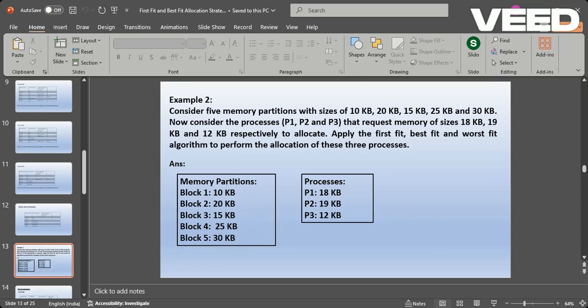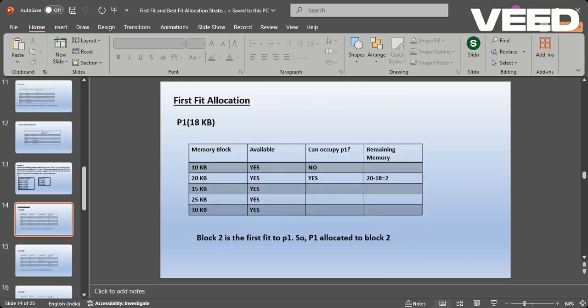Here we need to allocate the processes P1, P2, P3 inside the five memory partitions, whichever is suitable. So we want to apply the first fit, best fit, and worst fit algorithms. First fit allocation means that the first memory location which is enough to store that particular process is allocated to the corresponding process. This is the concept called first fit allocation.